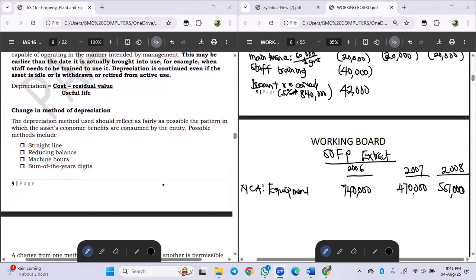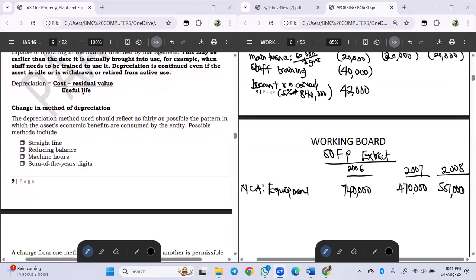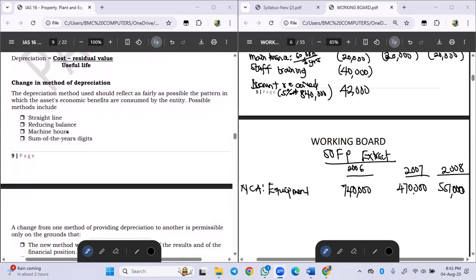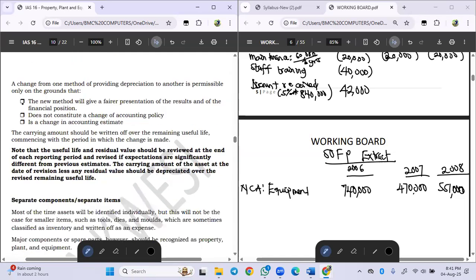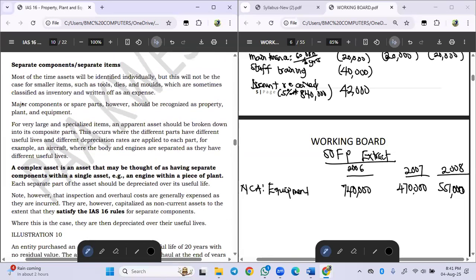And depreciation, the formula we know is cost minus residual value over useful life. Then we have various depreciation methods. Mostly we use the straight line, and also sometimes reducing balance. The machine hours is what we just did, and I've been telling you that this one and the sum of the years' digits are not examined. We don't see them anymore. We just see these two.